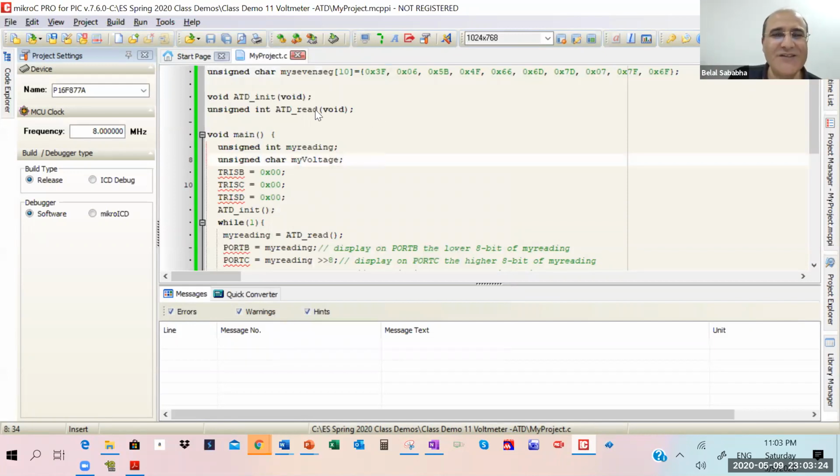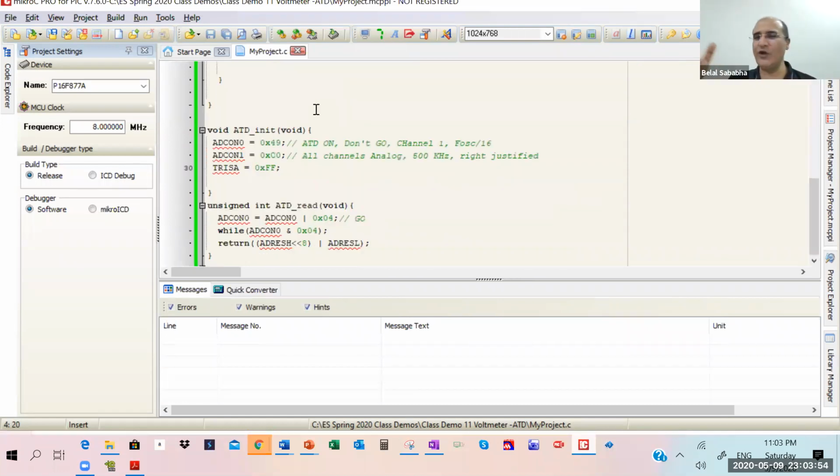Okay. The main two things I want to do is write two functions. A function called initialize the analog digital converter, meaning initialize it: pick the channel, set the conversion speed, and tell it whether the result is going to be right justified or left justified and so on. And then when I want to read the voltage on the pin, I just say read. This is the only thing I want to do, two functions. So let me go to the functions, and then I'll look at the details later.